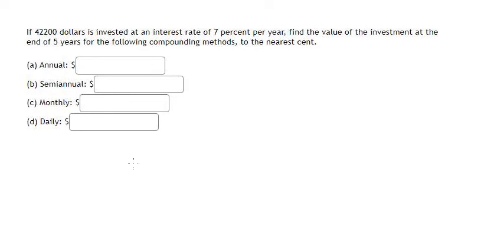Hello everybody. So today I will talk about finance. The topic today is about compounding. So now I will show you how to answer.